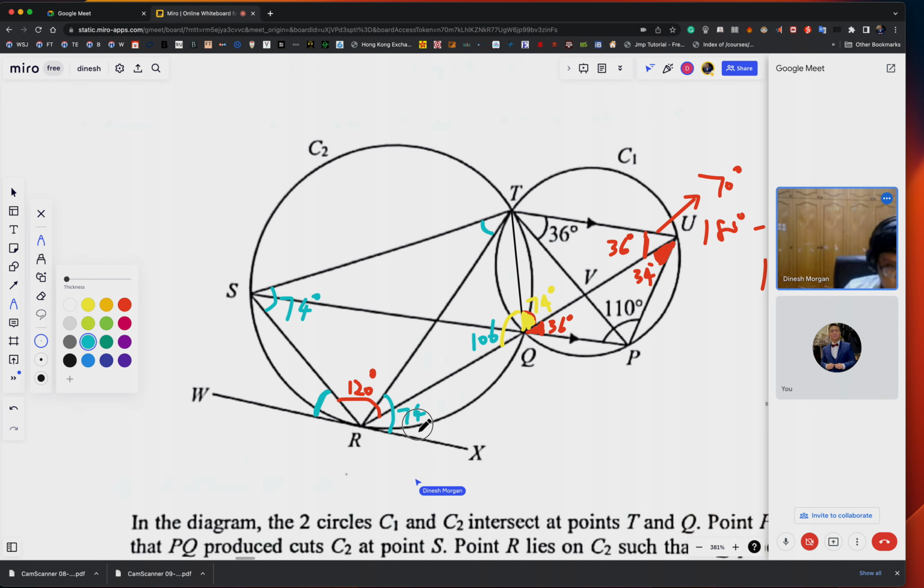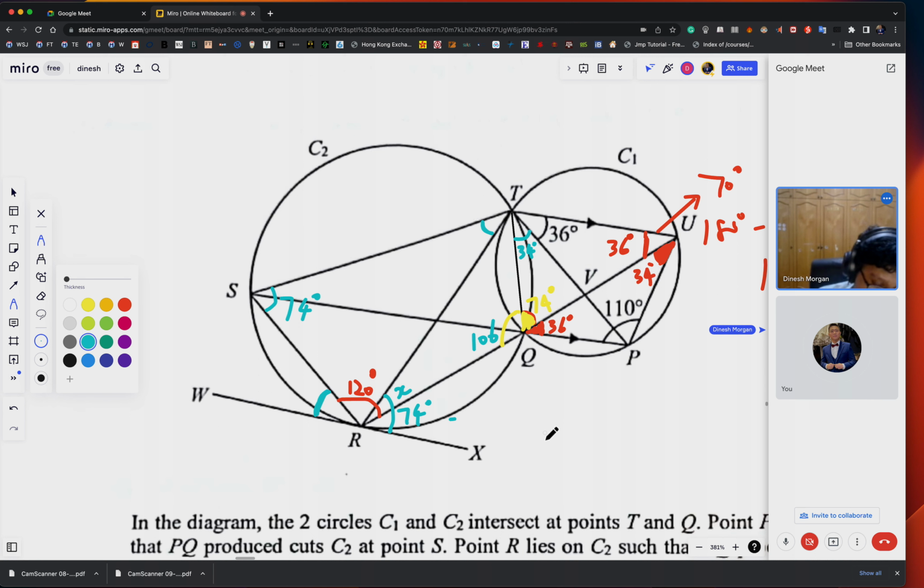Then you have a common x here, right? But that's not what we're trying to find. Never mind, we will try to figure out all of this one by one. Then you found this just now, right? 110, so it's 70. So it's 34. Yes, so this is 34.